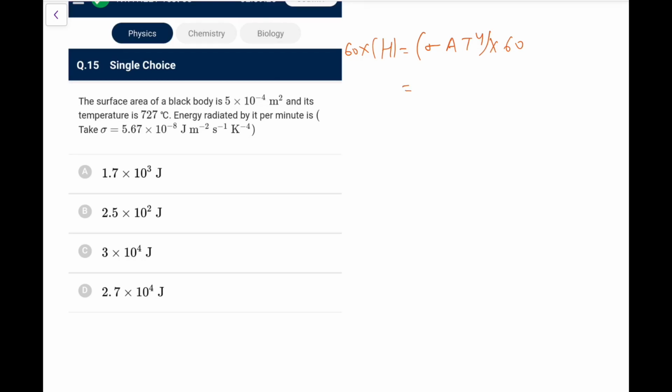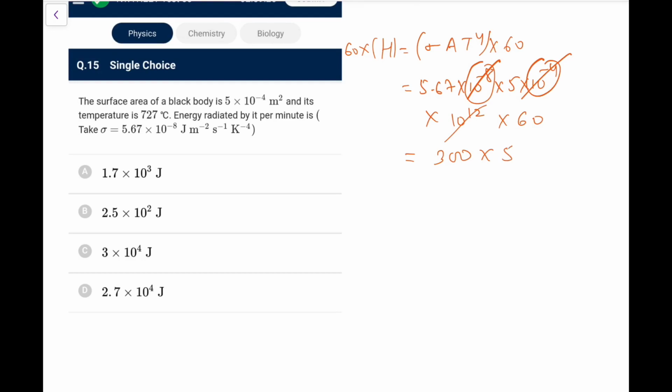Now what is sigma? 5.67 into 10 to the power minus 8. Area is 5 into 10 to the power minus 4. 727 plus 273, that is 1000 to the power 4, that will become 10 to the power 12, into 60. So minus 8 minus 4, 12 goes out, 60 into 5 is 300, into 5.67. So 300 into 5.67, it would be about 1.7 into 10 to the power 3 joule. That is what you can have from here.